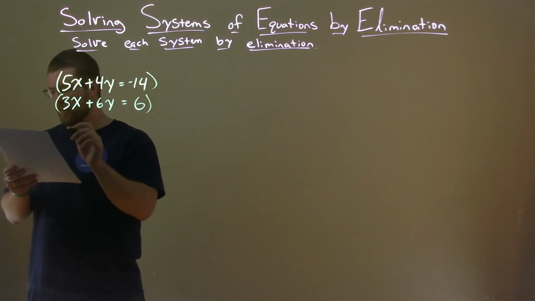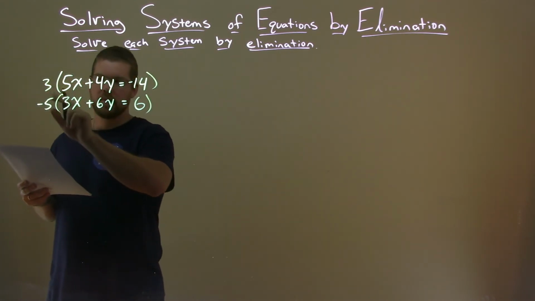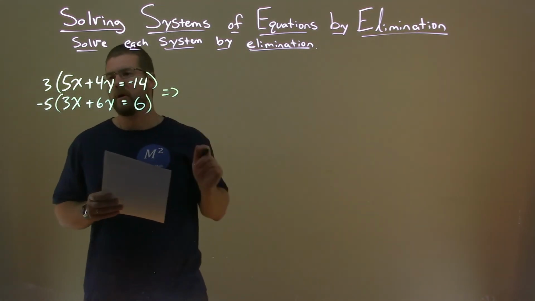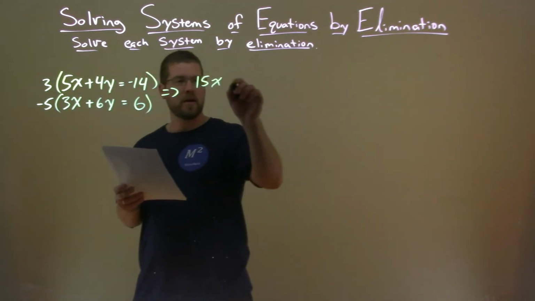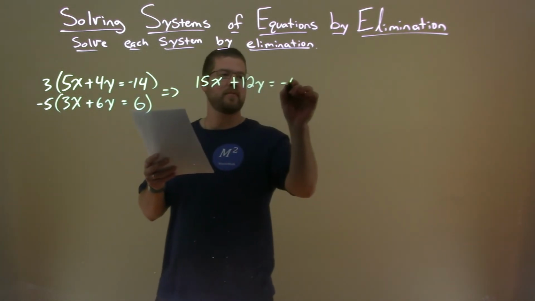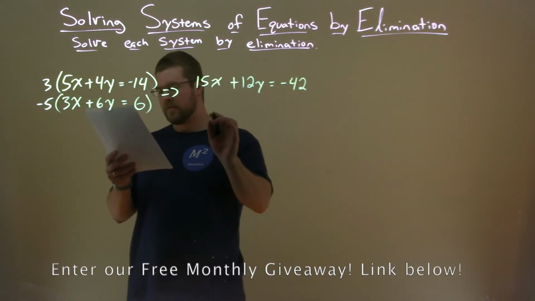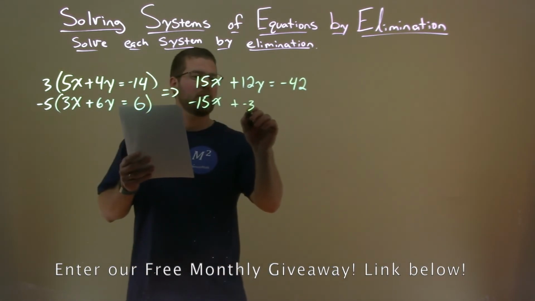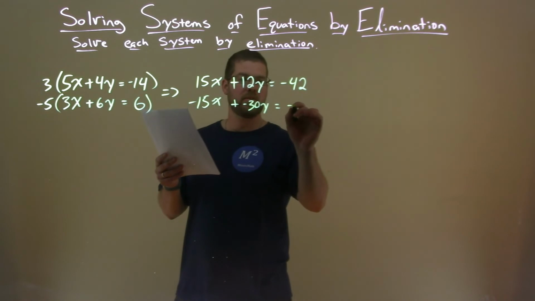If I multiply the top by a 3 and the bottom by a -5, -5 times 3 is -15. 3 times 5 is 15. The x's will eliminate when we add them. So now let's do that to all parts. 3 times 5x is 15x here. 3 times 4y, that's 12y. 3 times a -14 is a -42. -5 now to the second equation. -5 times 3x is a -15x. -5 times 6y, -30y. And -5 times 6 is a -30.